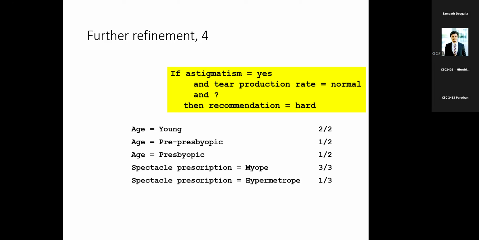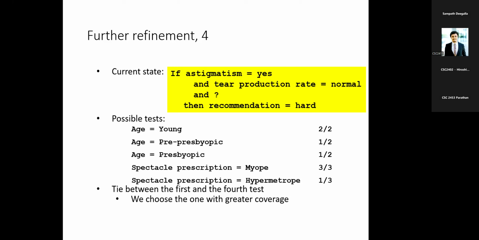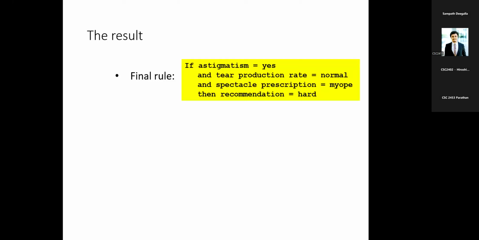So I will go with the fourth one because I want to increase the coverage, which covers the 3 instances, right? So the final rule will be the one with the greatest coverage. That means we'll check the spectacle prescription myope, which gives me 100% accuracy. So the final rule is if astigmatism yes, tear production rate normal, and spectacle prescription myope, then we can recommend that you should select hard lenses, right?